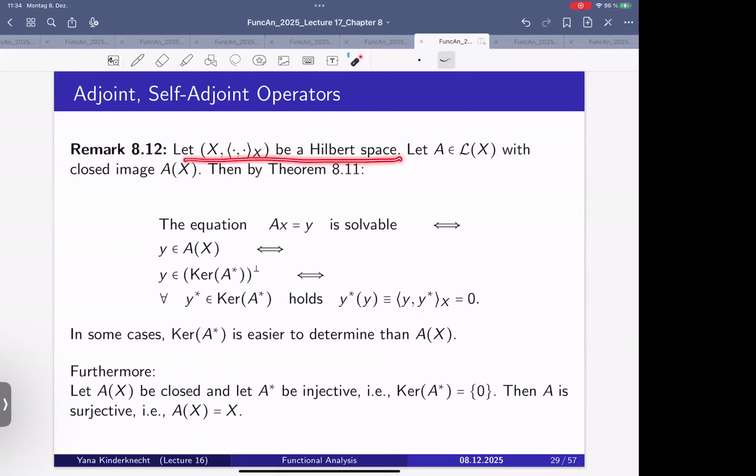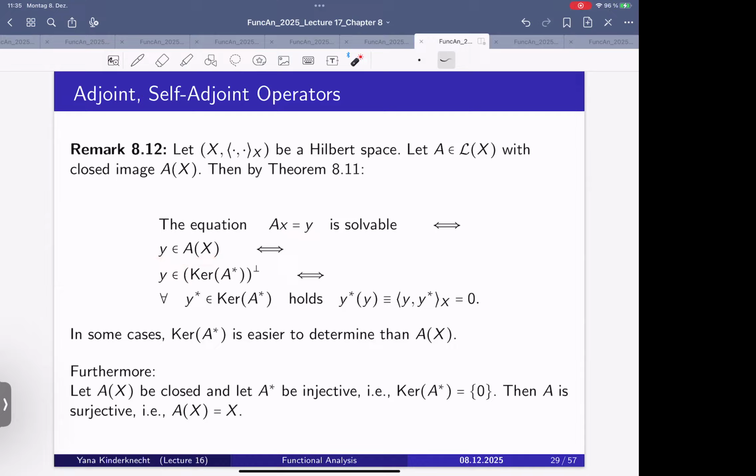So let X be a Hilbert space. A is a bounded linear operator. For simplicity, let us assume that this A of X is already closed, so we don't need this bar. So the closure is A of X itself. The image is closed. We consider such an equation where y is given, A is given, x is unknown. So this is an equation, and the equation is solvable if and only if the right-hand side belongs to the image of X under A. That is, there is an element x in X whose image is y.